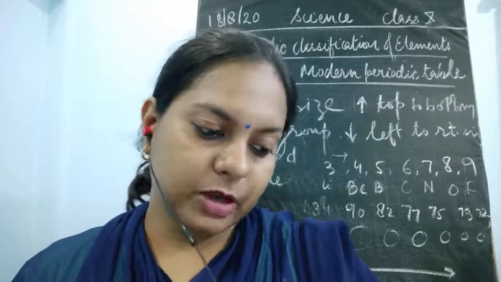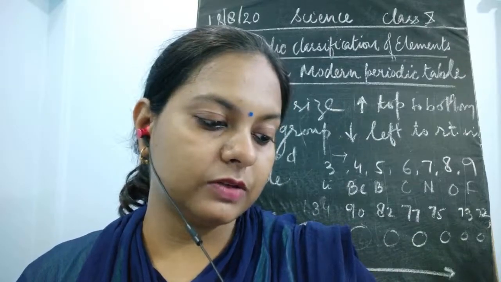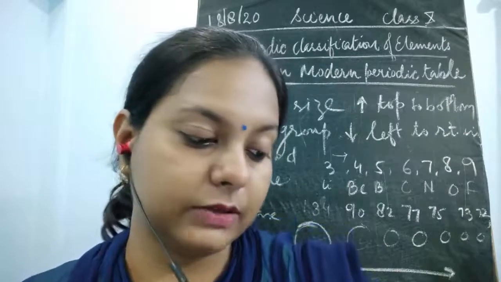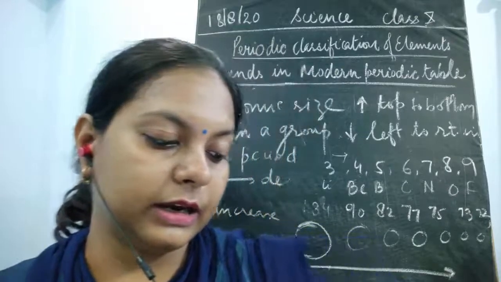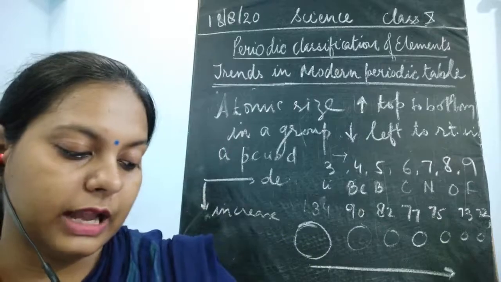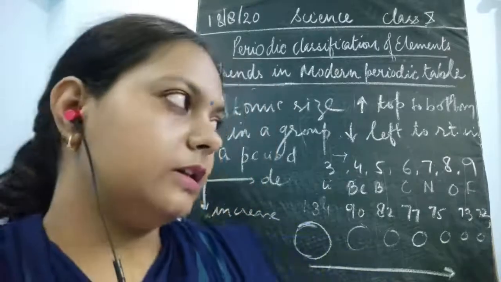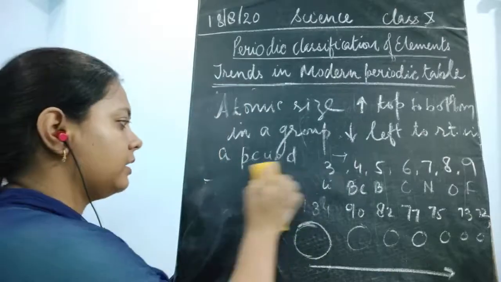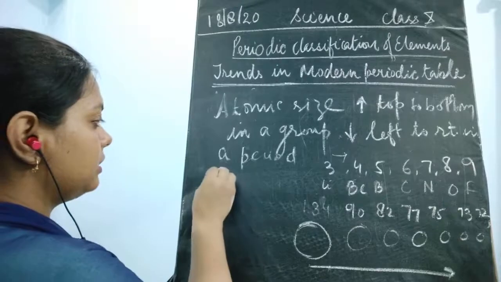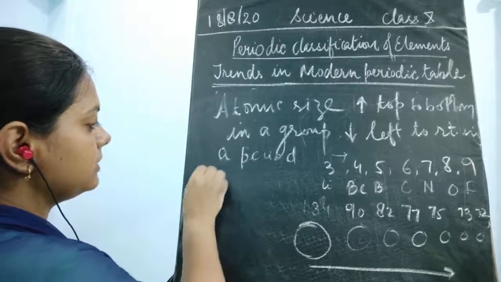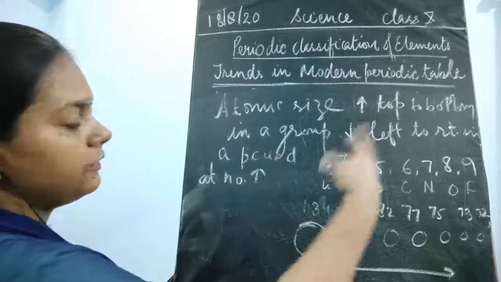When the positive charge in the nucleus is increasing, as a result the electrons are getting attracted more strongly and they come closer to the nucleus. So what has happened here? When we are moving across a period, the nuclear charge increases, because the atomic number is increasing when we are moving from left to right.